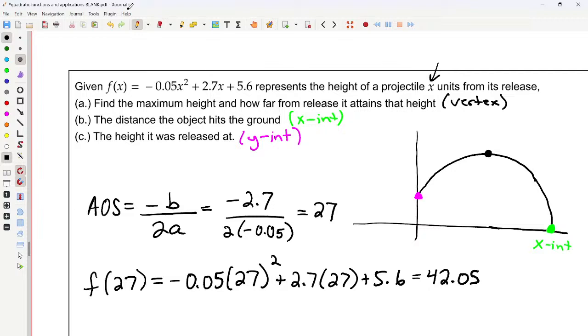Now we can answer part A. Find the maximum height. That's the y coordinate. That's this. And how far it was from the launch. That's your x. So at 27 feet from the launching pad, its height was a maximum of 42.05. And I don't think it says feet, so I'm just going to say units. I don't know if it's measured in feet, units, meters, or what.